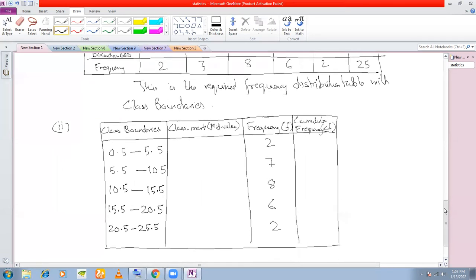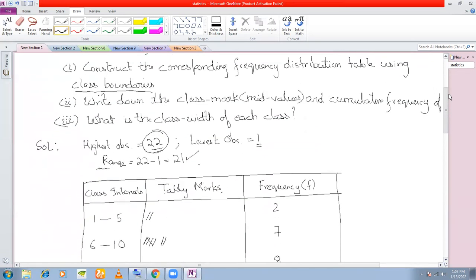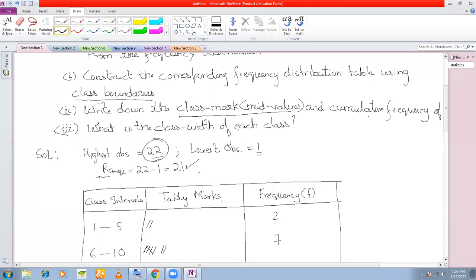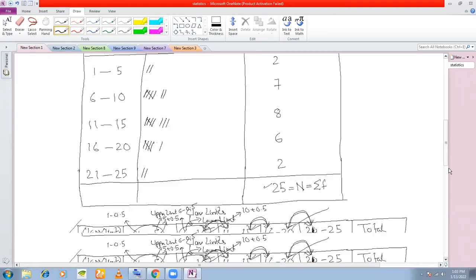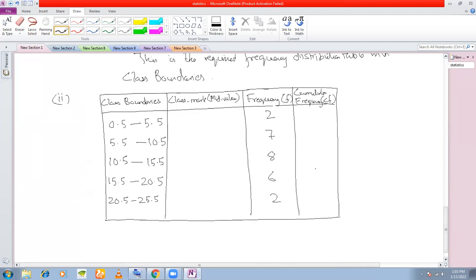Now, the question says write down the class mark and the cumulative frequency of each class. That is why these 2 columns are left blank. Now I'm going to calculate the class mark and the cumulative frequency for each. How do you calculate the class mark? This is called the lower class boundary, and this is called the upper class boundary. You take the total of these two, 0.5 plus 5.5, and you divide it by 2.